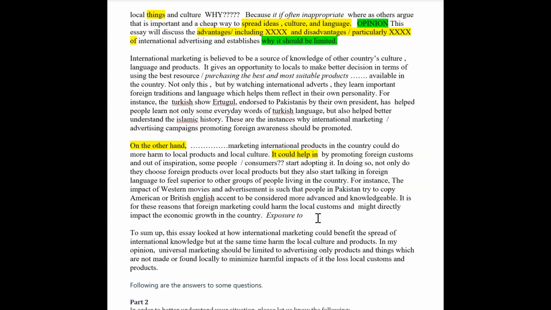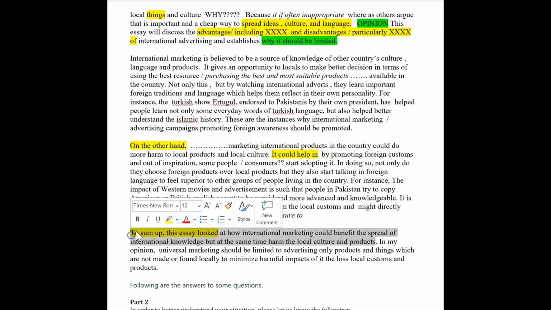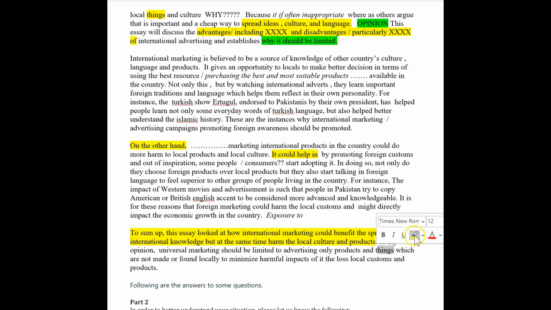Best way to build up your vocabulary, by the way, is by reading. The more you read and note down new vocabulary and how it's used, then practice it yourself in your essays, that really helps. So rather than this, you want to go, in conclusion, I believe. So it is an opinion essay. So restate your opinion here. So you don't need that, essentially. I would take those 2 lines out. So in my opinion, universal marketing should be limited to advertising only products or goods, consumables or goods.